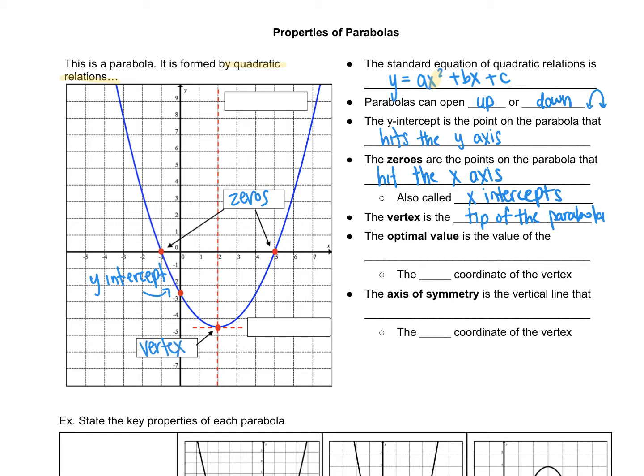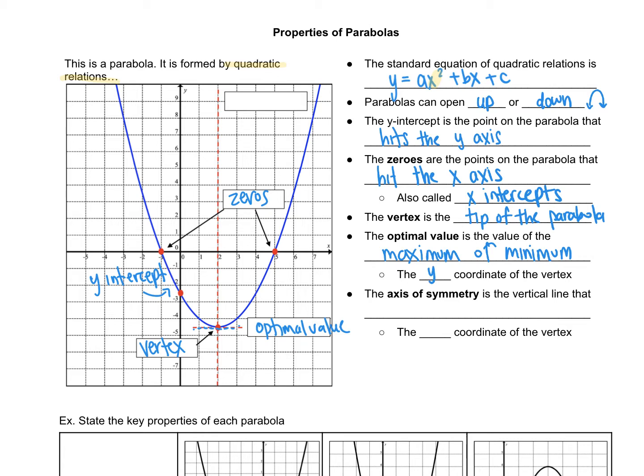And the vertex results in 2 other properties. First, we have the optimal value, which is the value of the maximum or minimum. So in this example, our optimal value is a minimum of something like this, so -4.5. And it is the y-coordinate of the vertex.